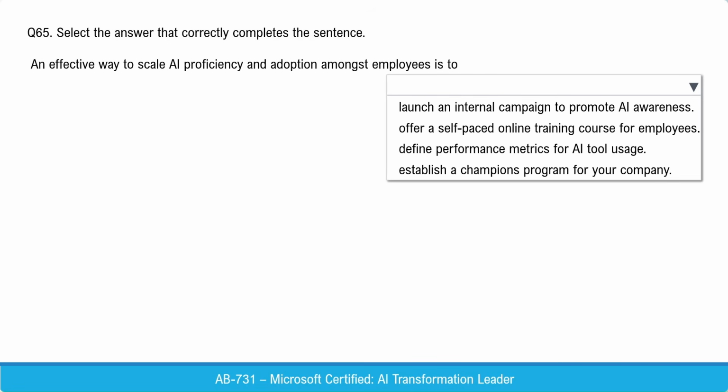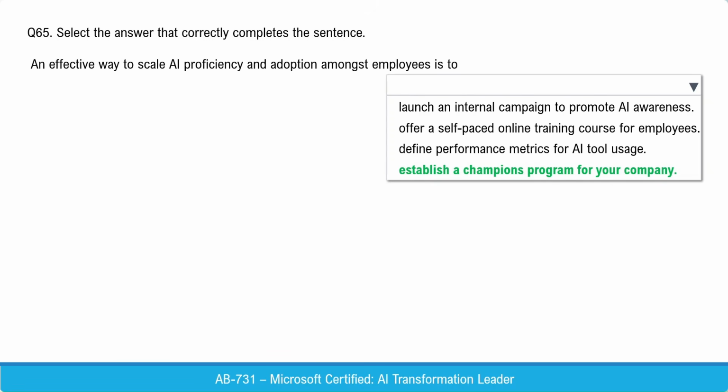Next question. Select the answer that correctly completes the sentence. An effective way to scale AI proficiency and adoption amongst employees is to, you have four options in a drop down. Please go through them by pausing the video over here. The correct answer is establish a champions program for your company.